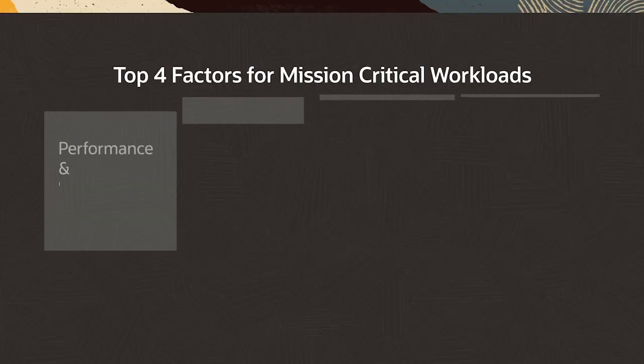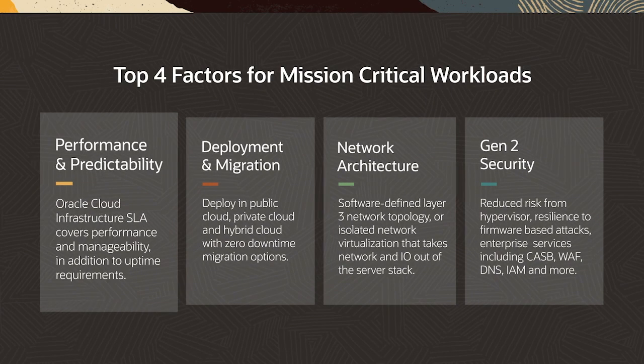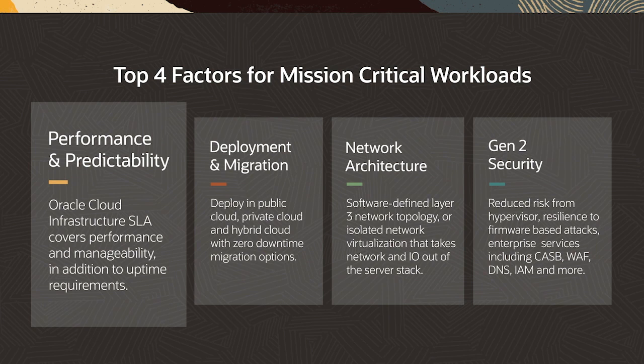When choosing a cloud service provider for your enterprise mission-critical workloads, there are four things that you should consider. Performance and predictability. Your cloud service provider should have service-level agreements covering manageability and performance to ensure that resources are not oversubscribed or over-provisioned.